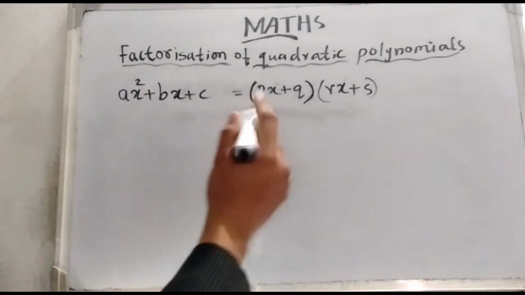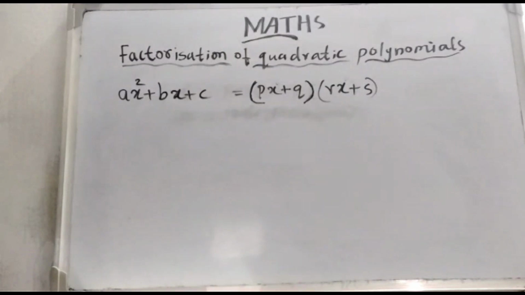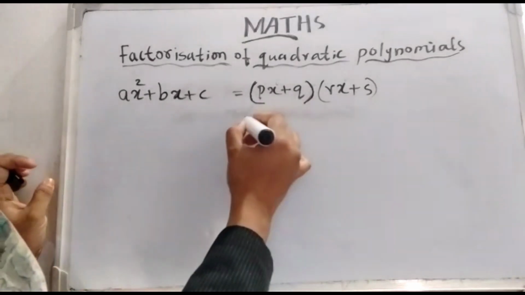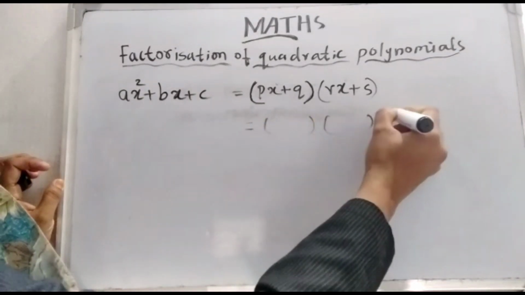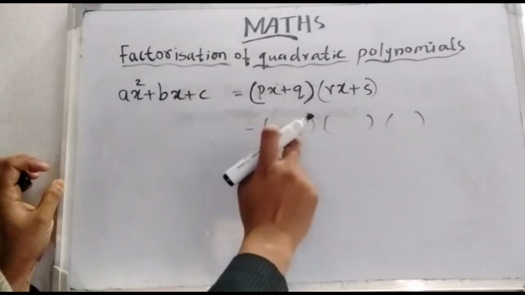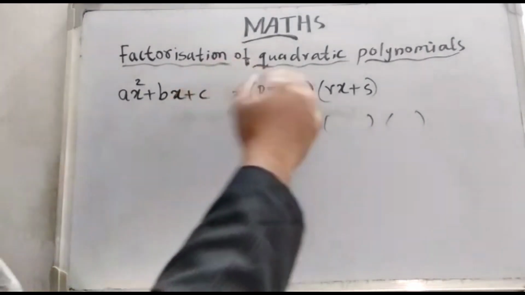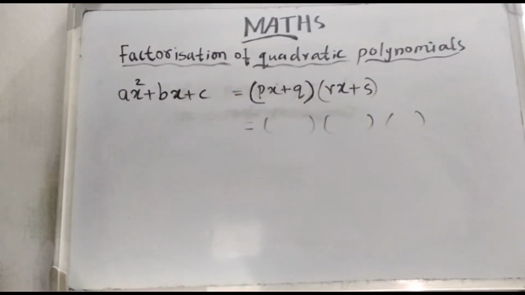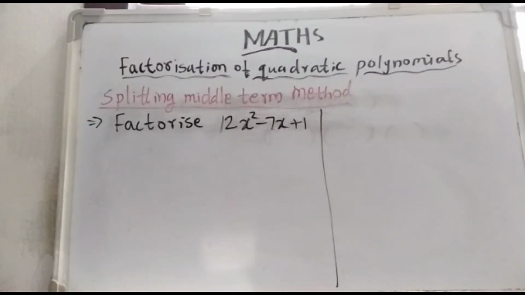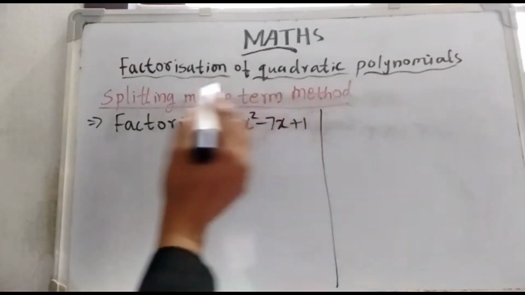Clear? If we have to factorize a cubic polynomial, we will get 3 linear factors. Clear? So let's check this factorization of quadratic polynomials using examples, so you will quickly understand it. Okay, dear children, let's discuss one problem on factorization of quadratic polynomials.